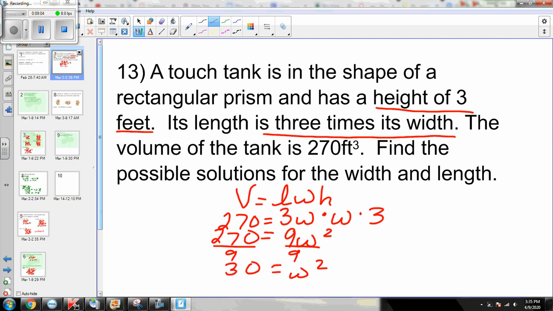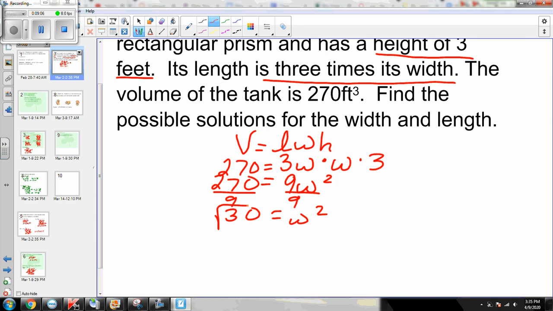And then I'm taking the square root of both sides. So when I take the square root of 30 and round to the tenths place, I would get W to be approximately equal to 5.5 feet. Now the directions say find the length and the width. So if the width is 5.5 feet, I need to find the length. The length is 3 times the width.